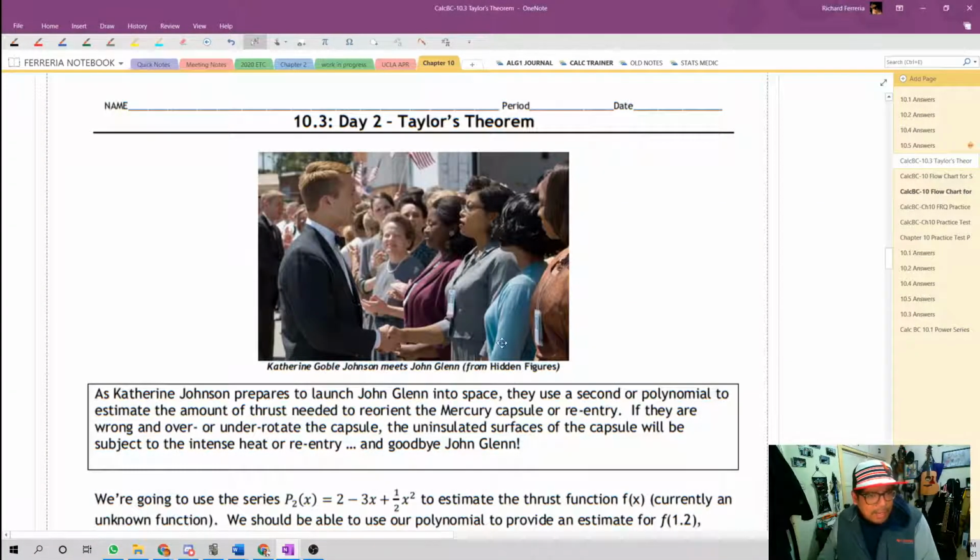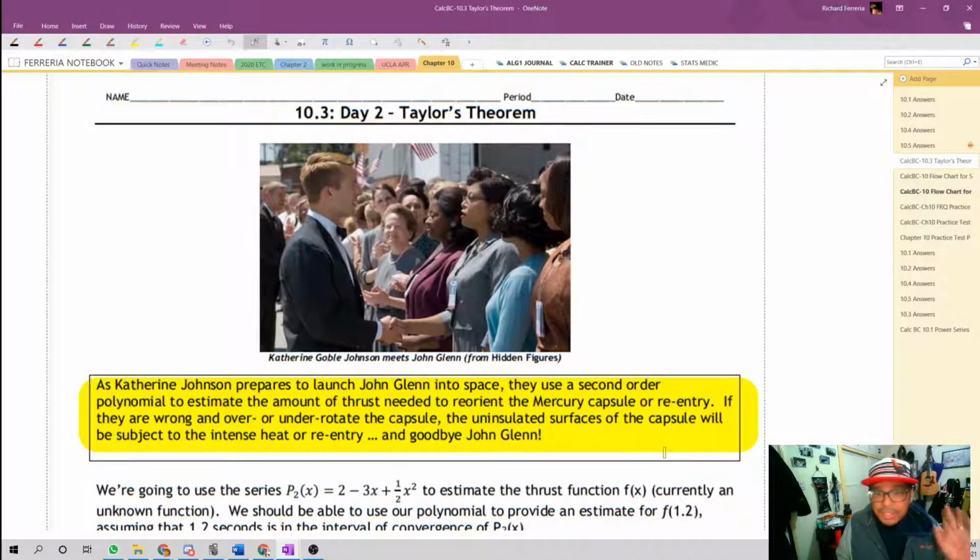So we have more context here with Katherine Johnson, and as Katherine Johnson prepares to launch John Glenn into space, we're going to pretend that they're going to use a second ordered polynomial to estimate the amount of thrust needed to reorient the Mercury capsule for re-entry. If they're wrong and either over or under rotate the capsule, the insulated surfaces of the capsule will be subject to the intense heat of re-entry.